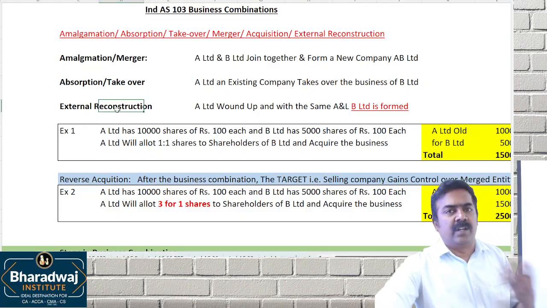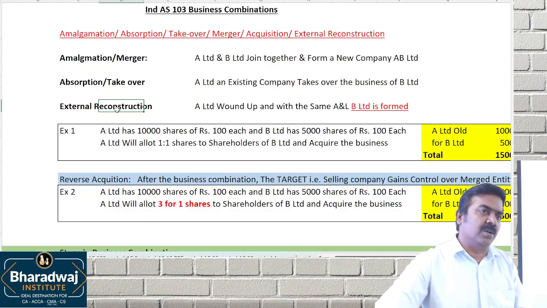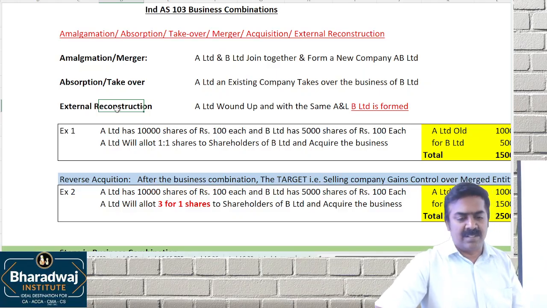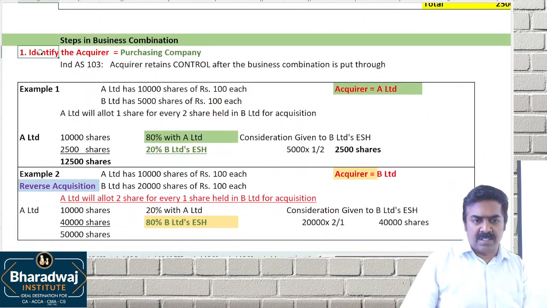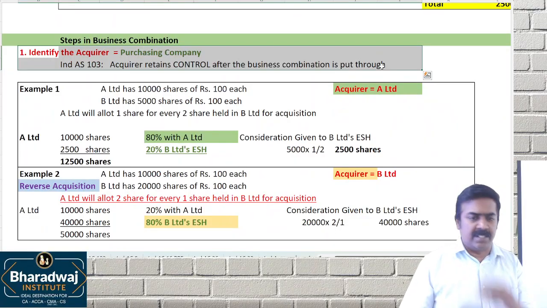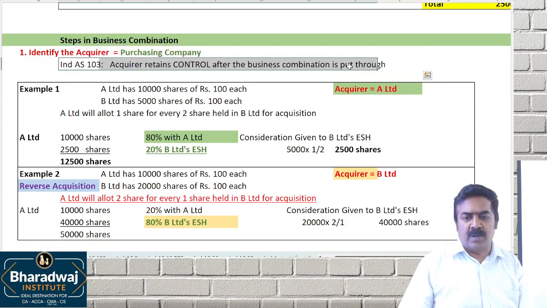Before we go for recollection, that is Ind AS 103, we'll focus on your ICMA study material questions. Before that, let us recollect. What is the first step in business combination? Identify what? The purchasing company. Who's a purchaser? Acquirer. The person who acquires what?